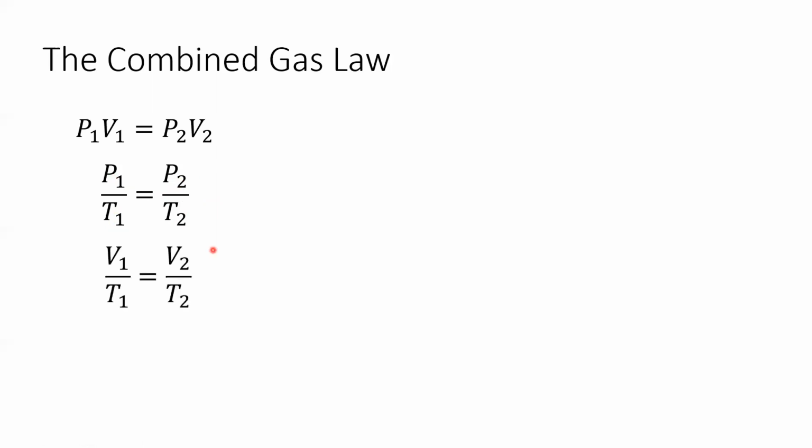We talked about Charles' law, which is the relationship between temperature and volume. And temperature and volume are directly proportional. So if the temperature were to go up, that would cause the volume to go up. If the temperature were to go down, that would cause the volume to go down.